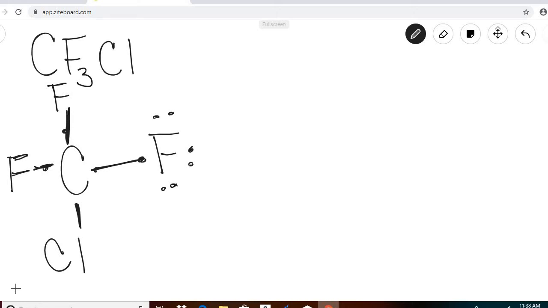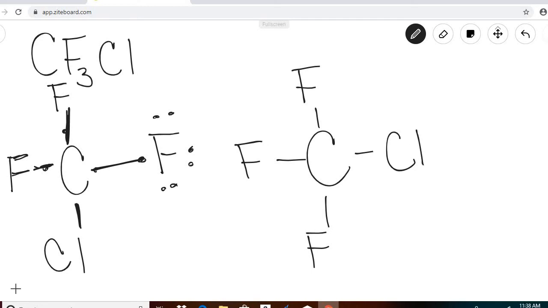Okay, so let's go ahead and just redraw this so you can see more neatly. So you have 3 fluorines bound to it and 1 chlorine. And then you would need to draw the other paired electrons around the fluorine, so you make sure that you show that it has 8 valence electrons, and the same thing with the chlorine.